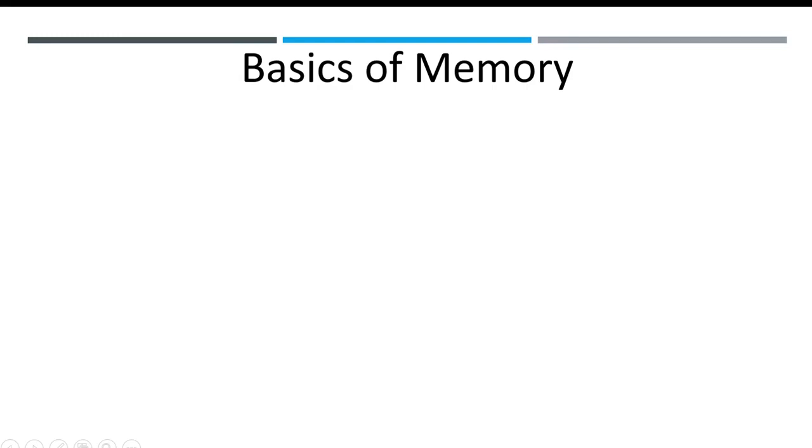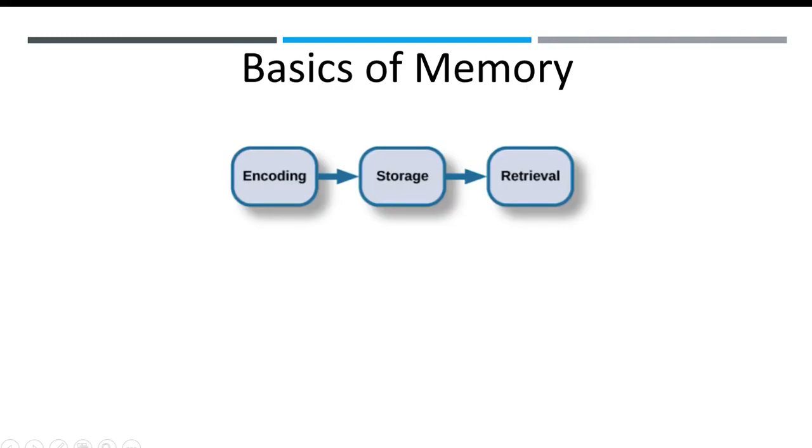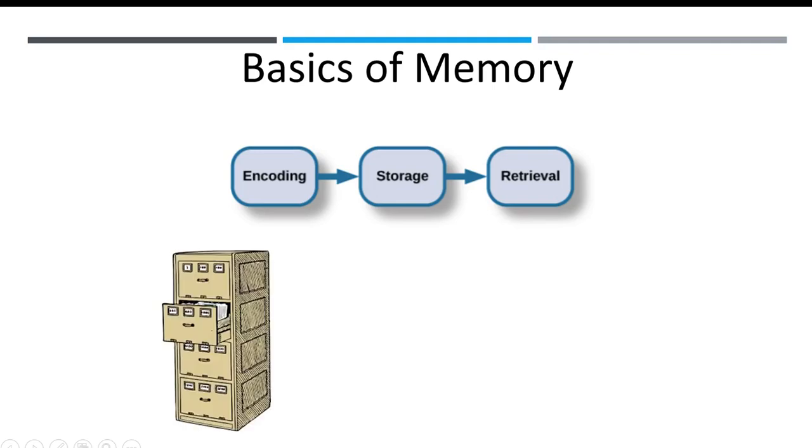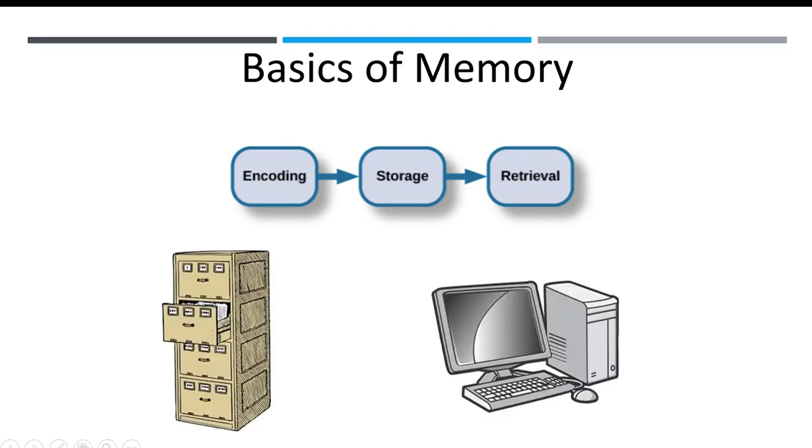Memory is a set of processes used to encode, store, and retrieve information over different periods of time. Similar to how we describe cognition and thinking as a file cabinet, our memory kind of acts like a computer. It encodes information based off what you input into it, and it stores that information in its memory storage. And when you want to access that information again, we need to retrieve it from its memory storage. So memory can often act like a computer's hard drive.